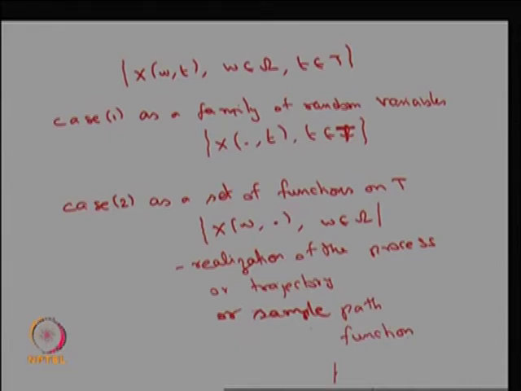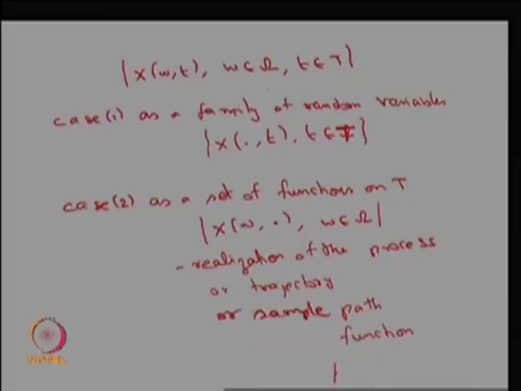That means, once you know one possible outcome, you are tracing the stochastic process along that one possible outcome. Therefore, that is called a realization of the process, or a trajectory, or a sample path. So, the conclusion is you can always define a stochastic process as a collection of random variables for different values of t, or as a collection of functions on t for the possible outcomes ω belonging to Ω. These are the two approaches to create the stochastic process.